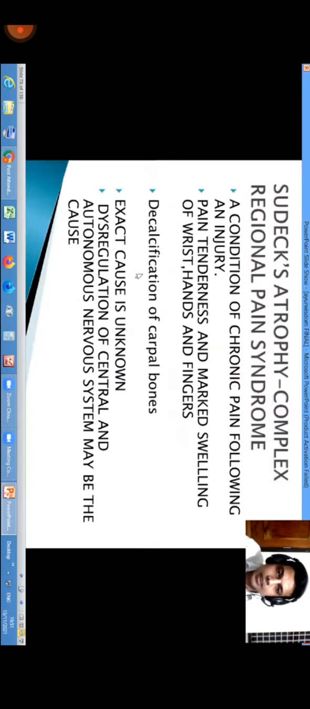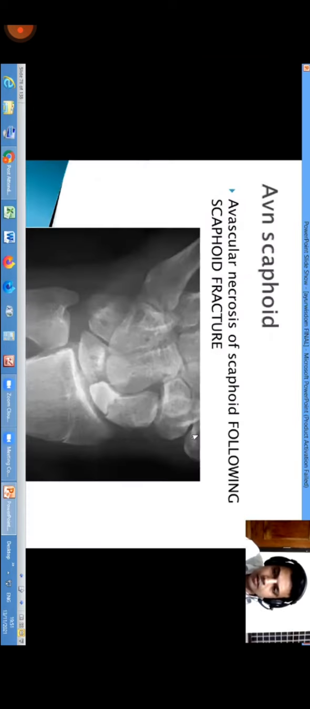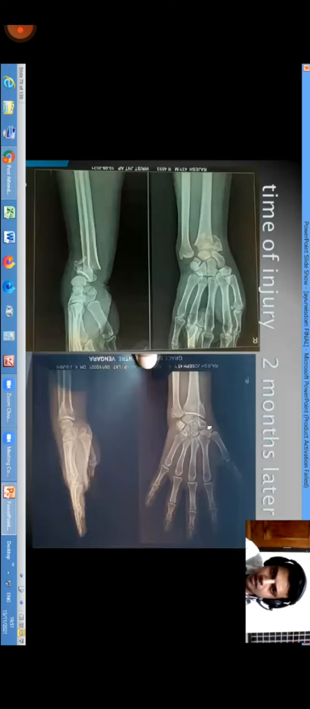And decalcification of carpal bones occurs. This is an X-ray of the same patient. This is a Colles fracture case, and after 2 months, in this X-ray, we can see the decalcification compared to the former X-ray.